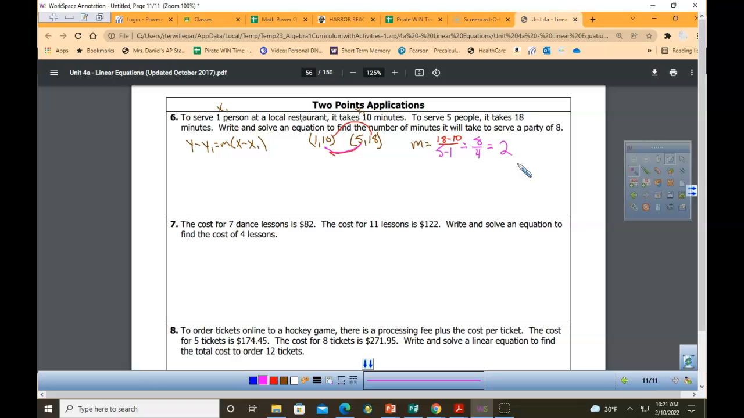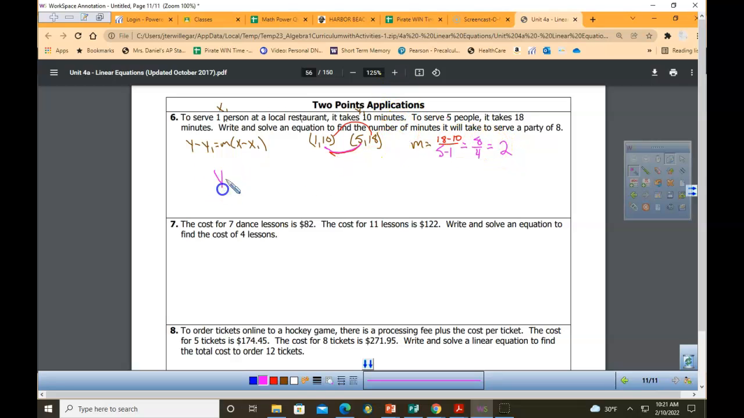That's my slope. Now, some of you from here just might say, well, from 5 to 8 is 3 more people. 3 times 2 is 6. And 6 plus 18 is 24. So some of you probably did it that way, and that's fine. I'm okay with you guys doing it that way.